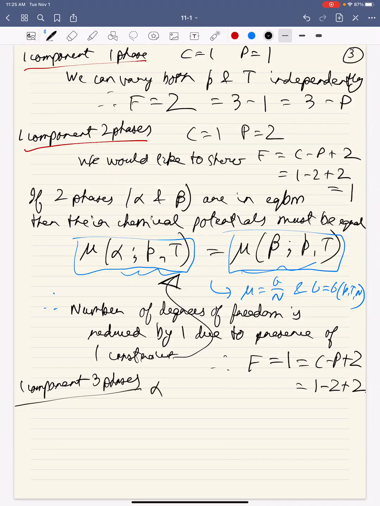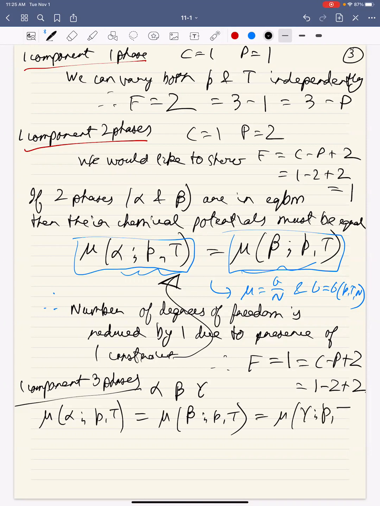Okay, let's call these phases alpha, beta, gamma. Now, how many constraints will we have? We will know. What do you mean zero? Degrees of freedom might be zero. I'm asking about constraints. So we will again have mu of alpha at P, T is equal to mu of beta at P, T. So three phases are existing in equilibrium. It's like the triple point of water because it's a one component system. Equal to mu of gamma at P, T. So trick question, how many constraints is this?